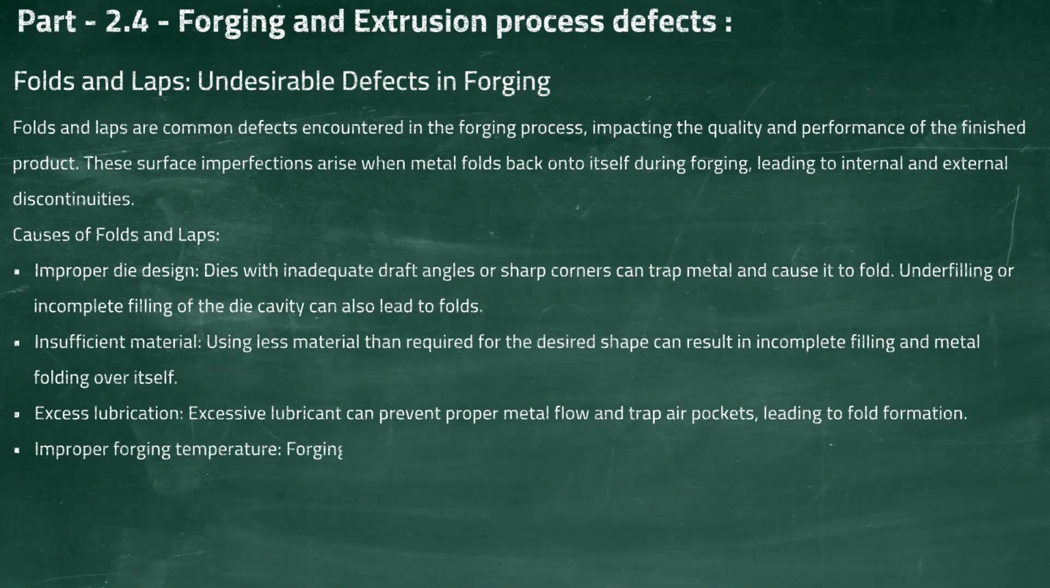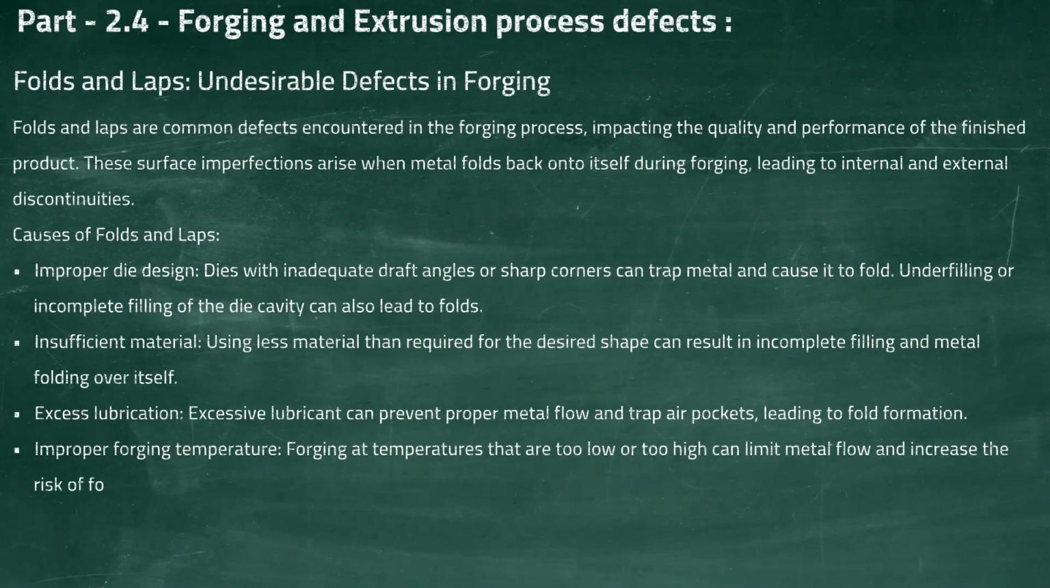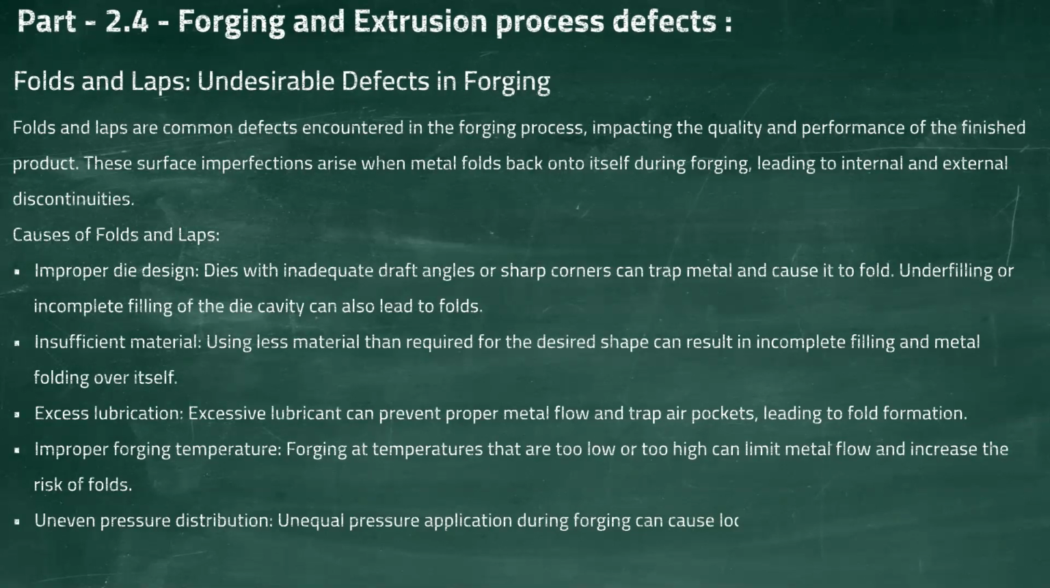Improper forging temperature. Forging at temperatures that are too low or too high can limit metal flow and increase the risk of folds. Uneven pressure distribution. Unequal pressure application during forging can cause localized folds and laps.